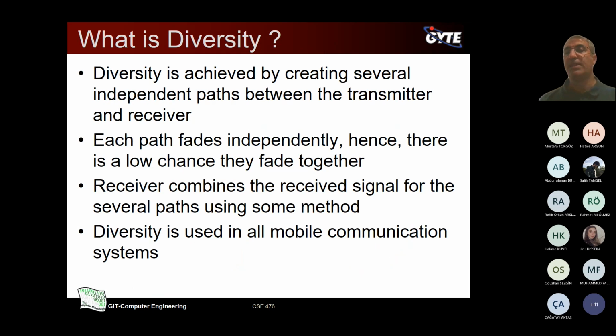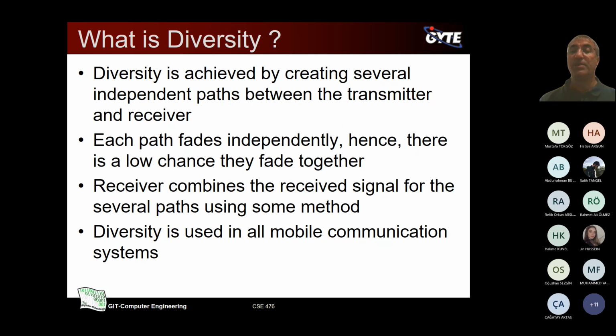So what's diversity then? Diversity is basically creating several independent paths between the transmitter and receiver. They must be independent, otherwise, if they are dependent, then the performance, the gain that you can get, will degrade. So each path fades independently, as you see in the previous figure. So there's a low chance that they can fade together. So at least one of them survives.